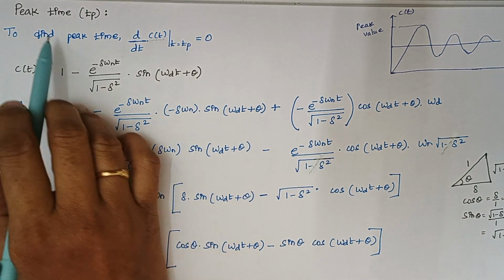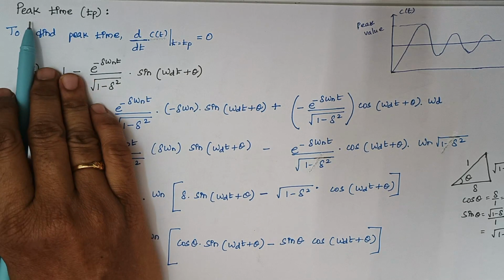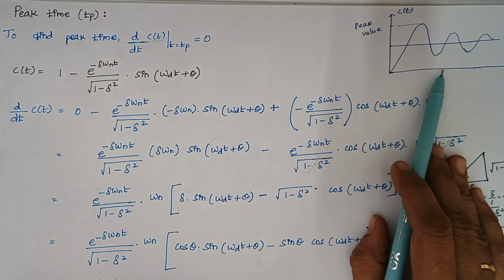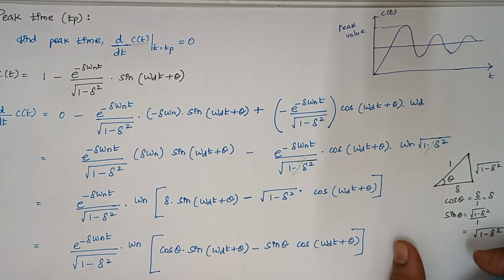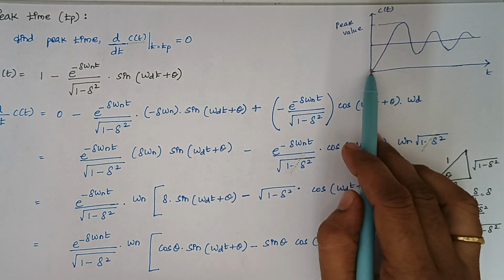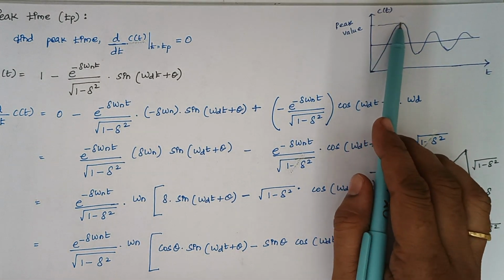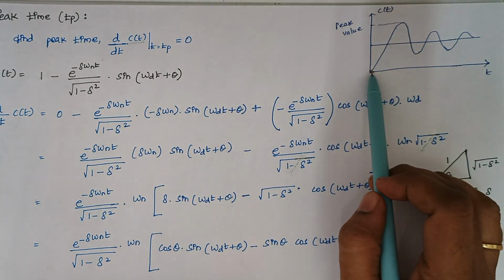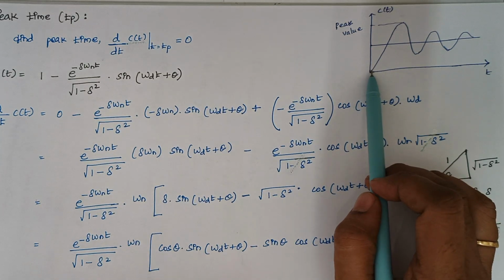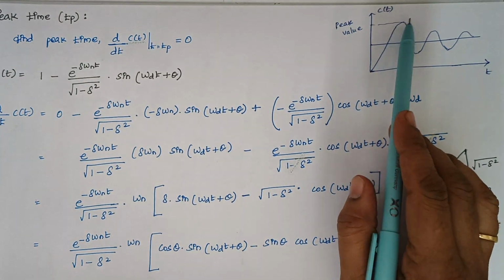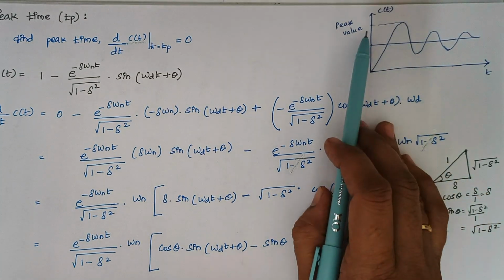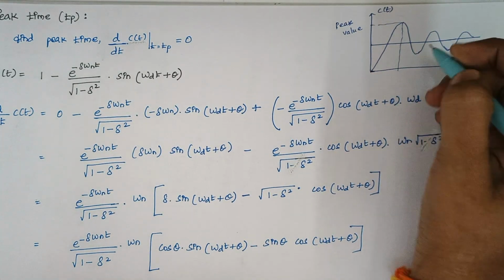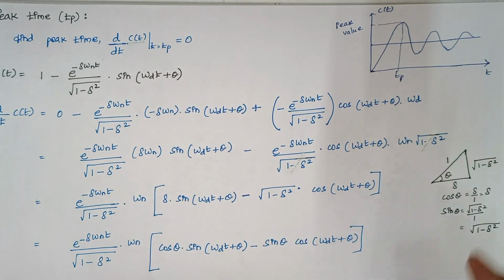The topic is peak time. So what is meant by peak time? This is a typical response of an underdamped case for a unit step input. Peak time is the maximum value that can be reached by a system. The maximum value reached by a system is known as peak value, and the respective time taken to reach the peak value is known as your peak time.